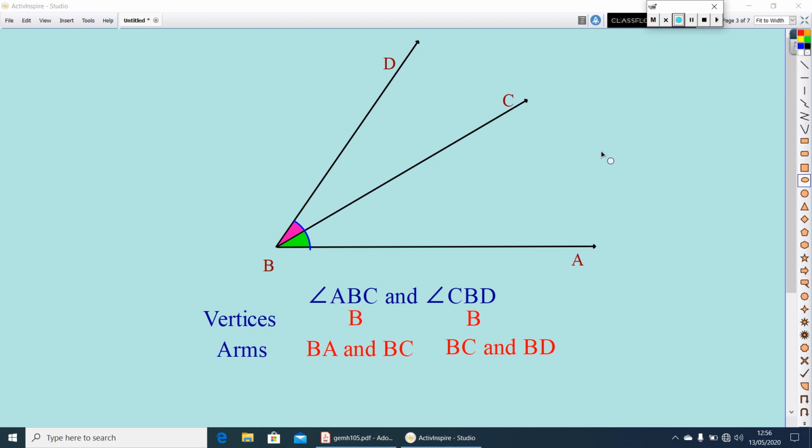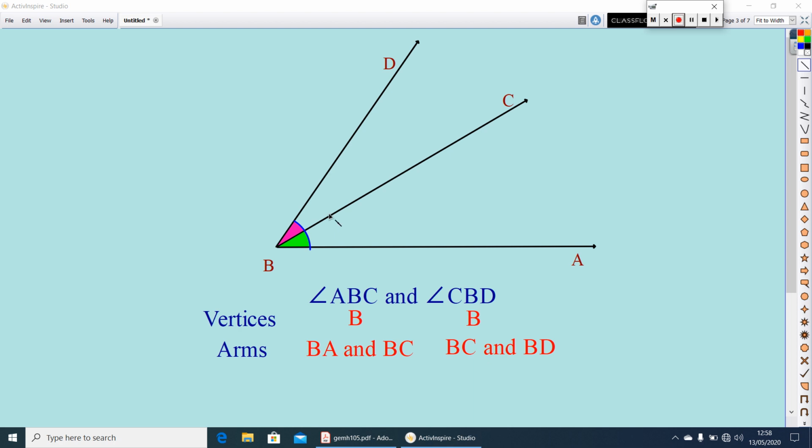Here you can notice some speciality. Look at the vertices. Both vertices are B. That means both of these angles have a common vertex. This B is the common vertex. Now look at the arms. In both angles you can see BC as one of its arms. That means both the angles have a common arm. Here you got a common vertex, here you got a common arm. Here BC is the common arm.